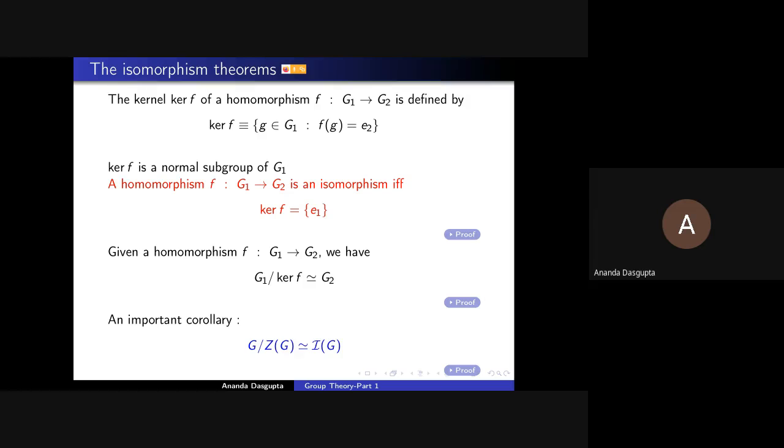But if you took the example of the symmetry group of a square, then the center will be E and G. E and G individually commute with every element. So that's the center. Okay. And the center is a normal subgroup. That's very easy to show. It's slightly non-trivial to show that G by Z(G) is isomorphic to this inner automorphism group I(G).